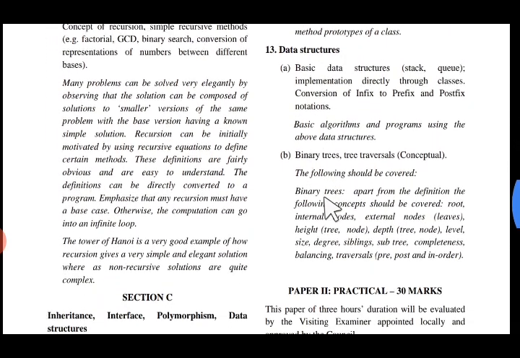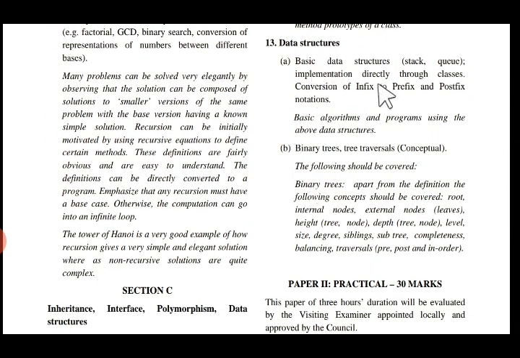After that, students, we have data structure. Basic data structure, stack, queue, implementation directly through classes, conversion of infix to prefix and postfix notations, basic algorithms and programs using above data structures, then binary tree traversal, conceptual. So students, you can see that there is no linked list over there. Stack and queue are there, implementation through classes, conversion of infix to prefix and postfix, but there is no linked list.